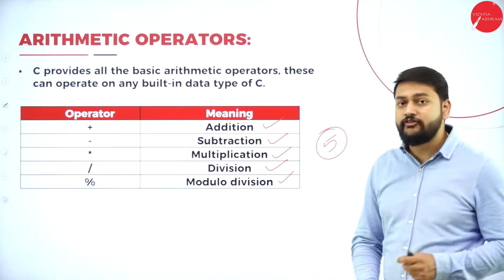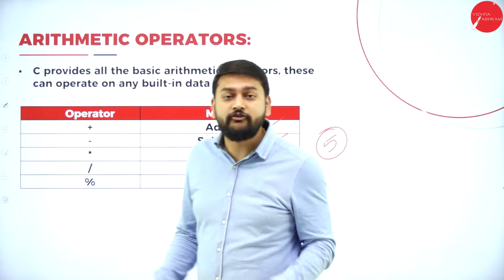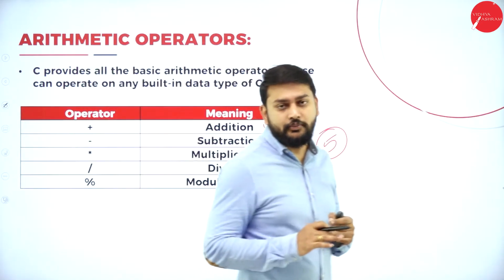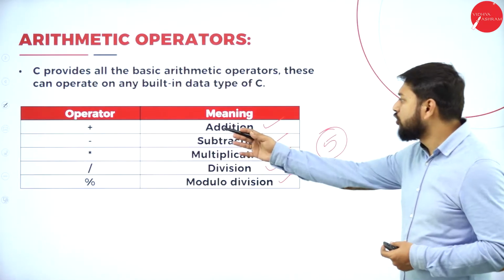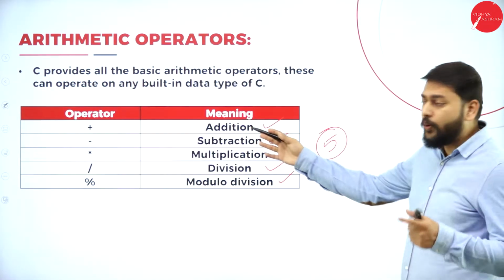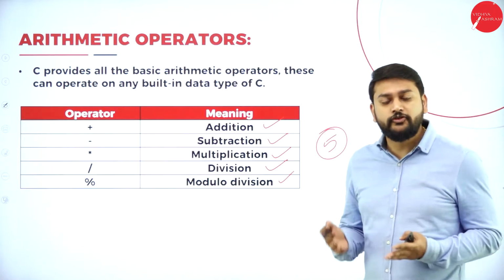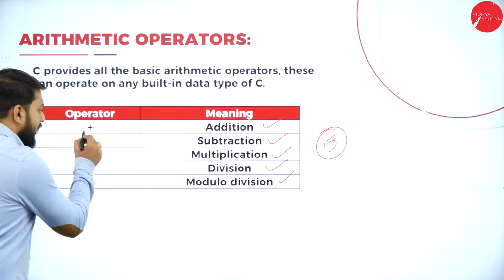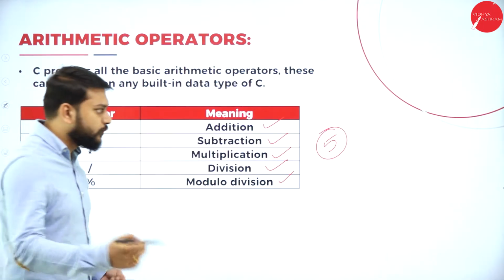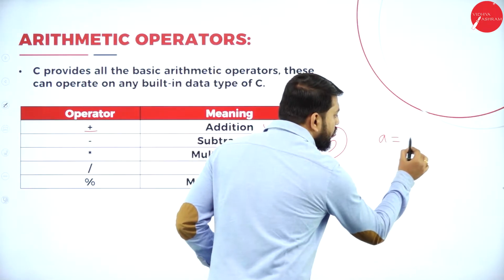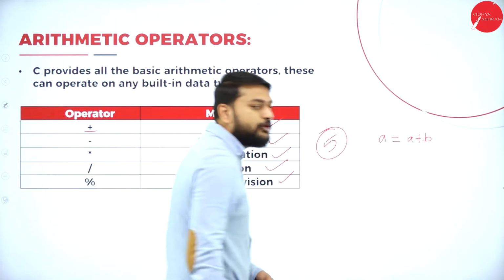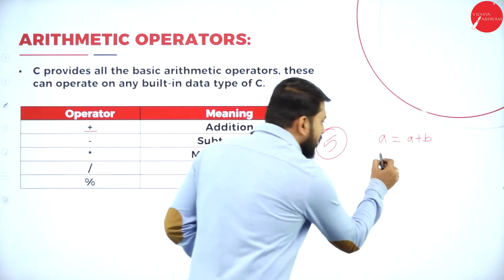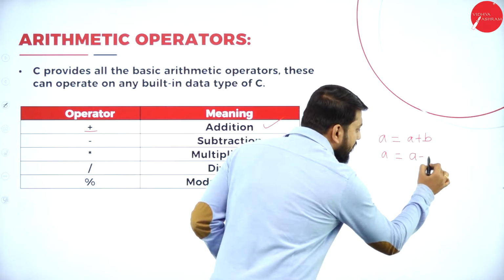How many arithmetic operators do we have? We have 5 arithmetic operators. Please remember, this is very, very important. All of you will be knowing this. When it comes to addition, we use plus. How do we perform addition? It's very simple. Addition is the first arithmetic operator that we have. How do we write this? Please understand, A is equal to A plus B. This is the example for the arithmetic operator. In the same way, I have subtraction. How do I write it? A is equal to A minus B.